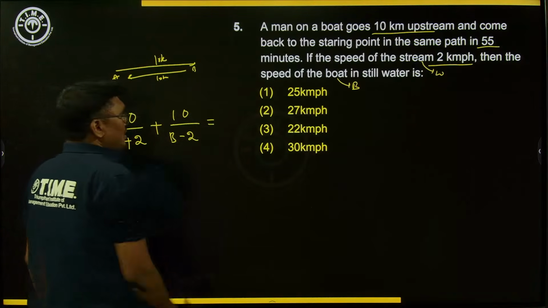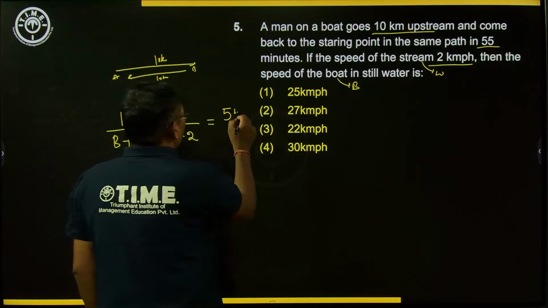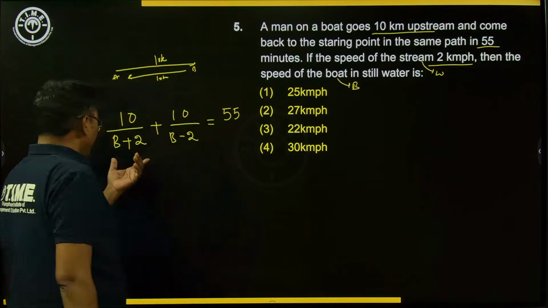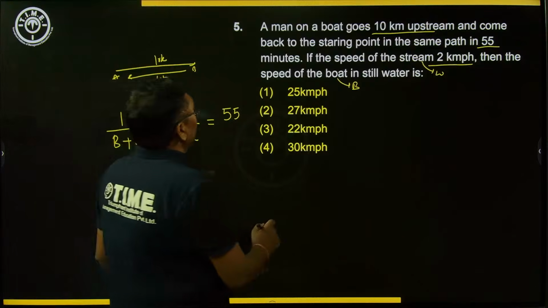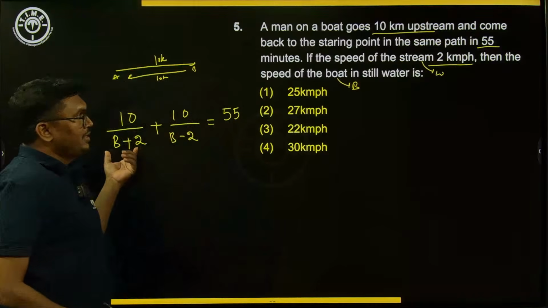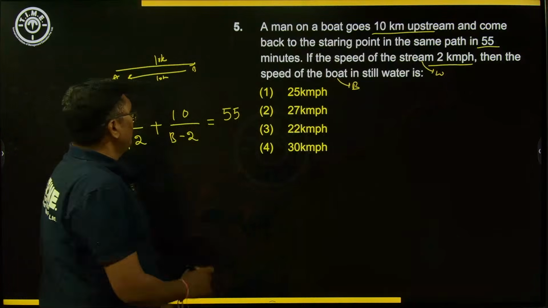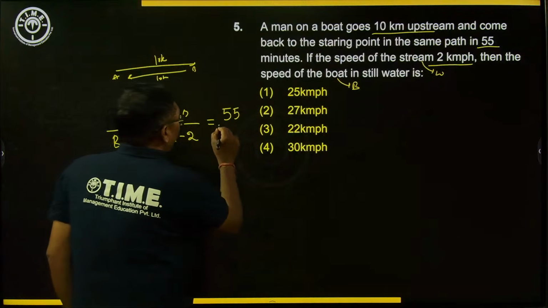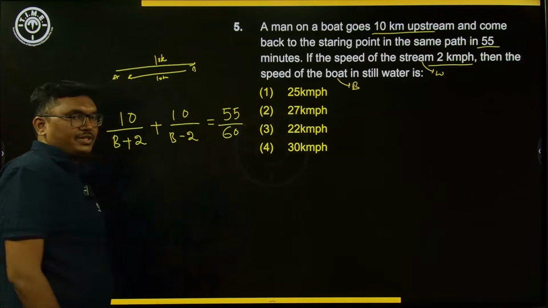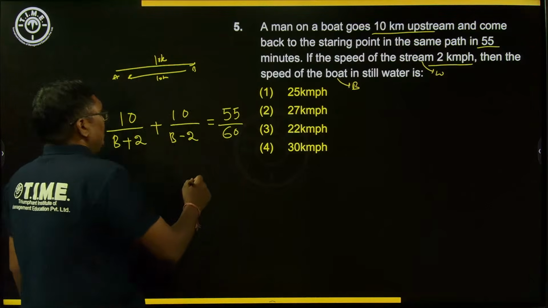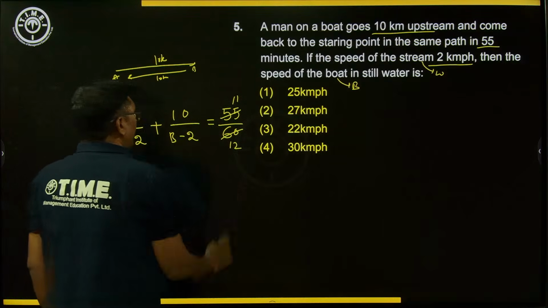So this total time taken is 55 minutes. The speed is given in kilometers per hour, so convert the 55 minutes into hours: 55 by 60.